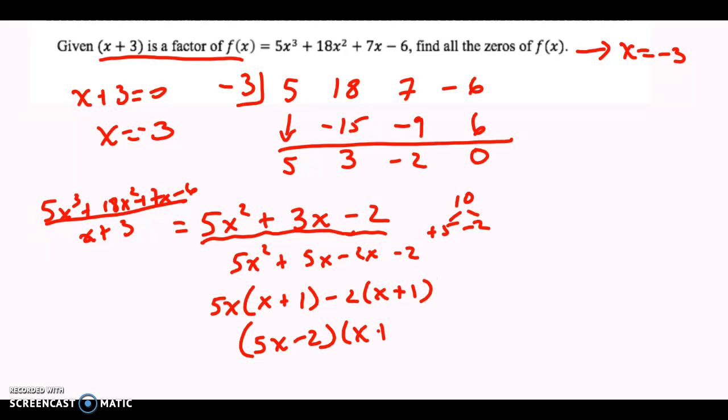And look at this, I got it in factored form. That means x equals 2 over 5 and x equals negative 1. These are my 3 zeros of the polynomial that I had at the beginning.